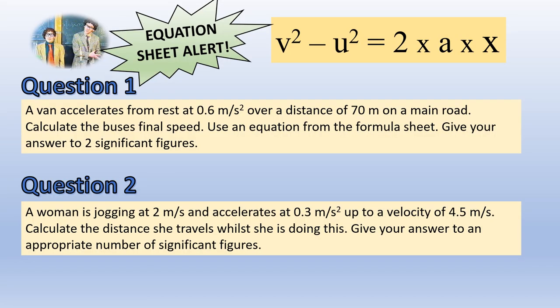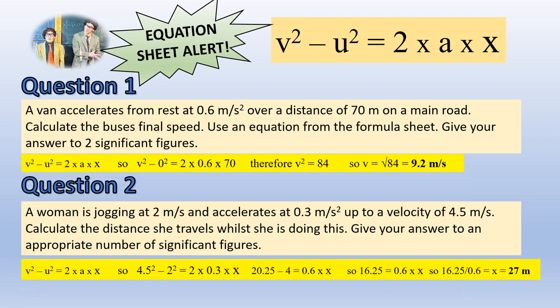Don't forget this equation. Very difficult equation. v squared minus u squared equals 2 times a times x. It is on your equation sheet, but it's on the second side. It's not grouped with the rest of the motion equations. There's a couple of questions for you to try using that. Full working out is provided, so I'll go through that pretty quickly. Again, look at that at your leisure.